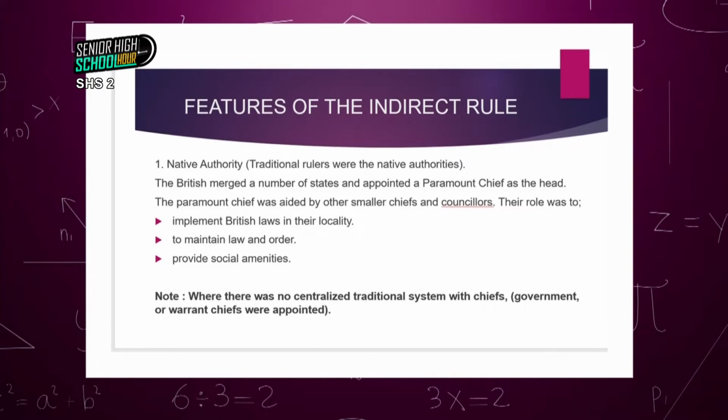So you would find the Akans, the Twi-speaking and the Fanti-speaking Akans. You see the Gas, you see the Ewes, you see the Northern Territories, you would see the Ahantas. Is that all right? And these were ethnic groups. They merged them, they put some of them together to form a group. And for each group, they appointed a paramount chief. And the paramount chief was aided by sub-chiefs as well as what? Councillors or other divisional chiefs. And their major role, one, was to implement British laws in their localities.